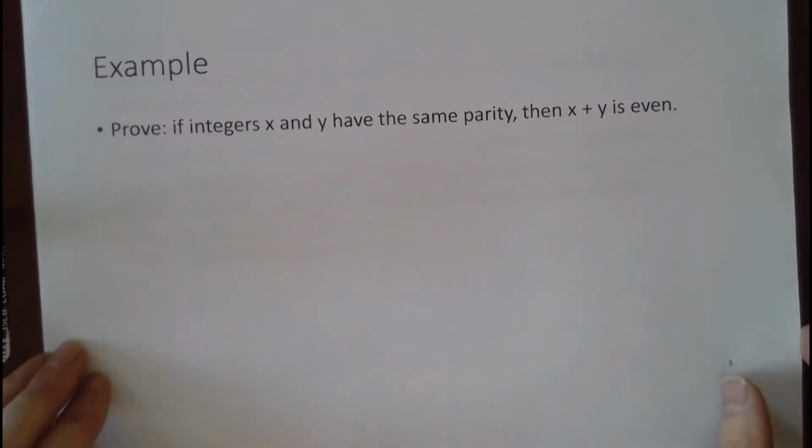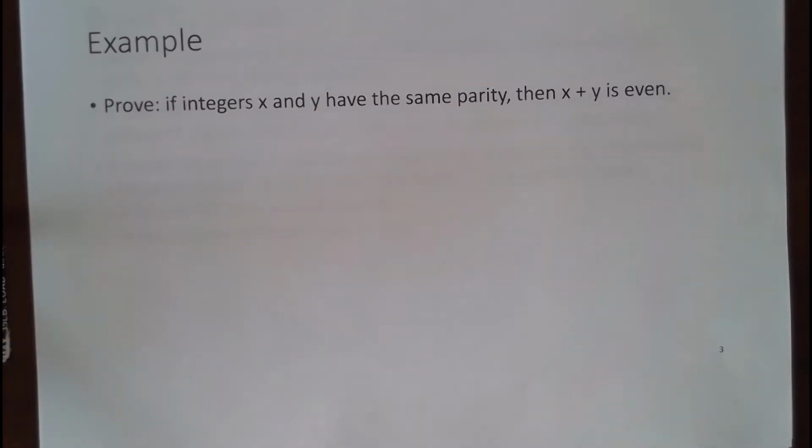Okay. So let's look at some examples of that. If integers x and y have the same parity, then x plus y is even. So if we just say, let x and y be arbitrary integers, well, then I can't guarantee that they have the same parity, right? Same parity means that x and y are both even, or x and y are both odd. And so you can pretty easily see what our cases are.